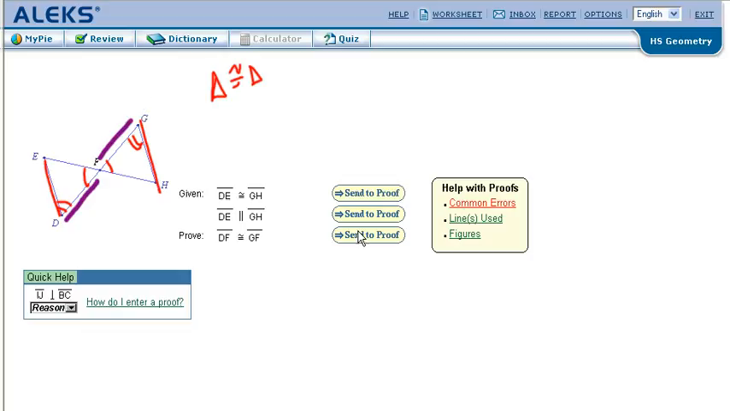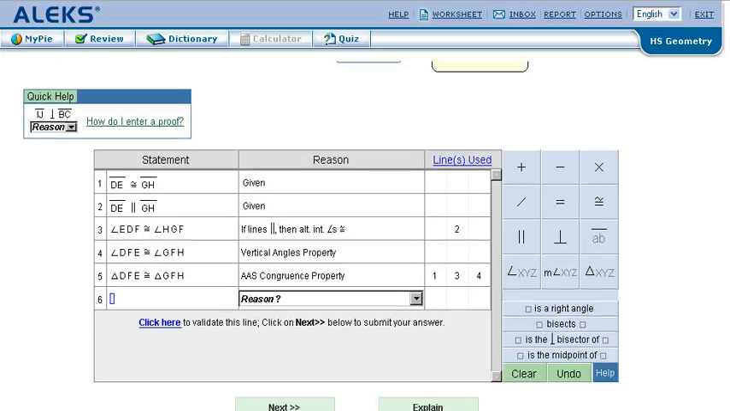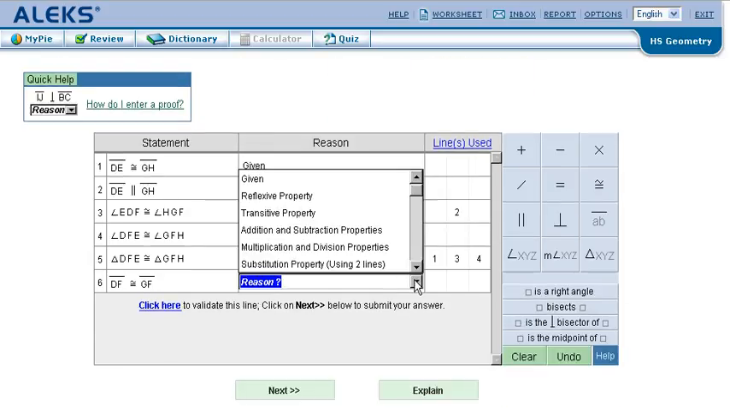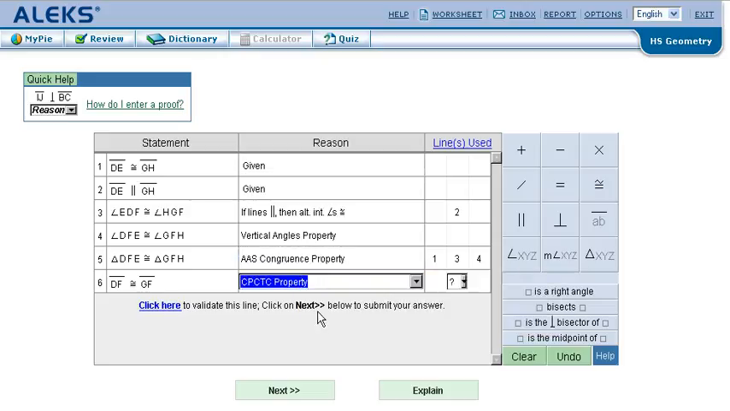So we're going to come up here, send it to proof. Our very last step, the sides are congruent, and the reason is corresponding parts of congruent triangles are congruent. That's CPCTC. And what line do we get that from? We know that the triangles are congruent because of line number 5.